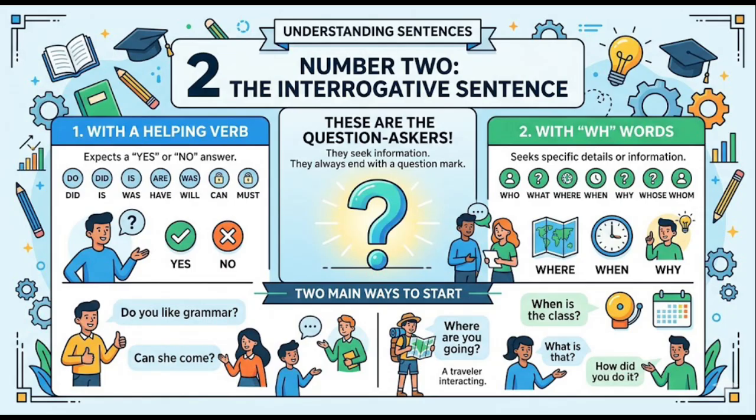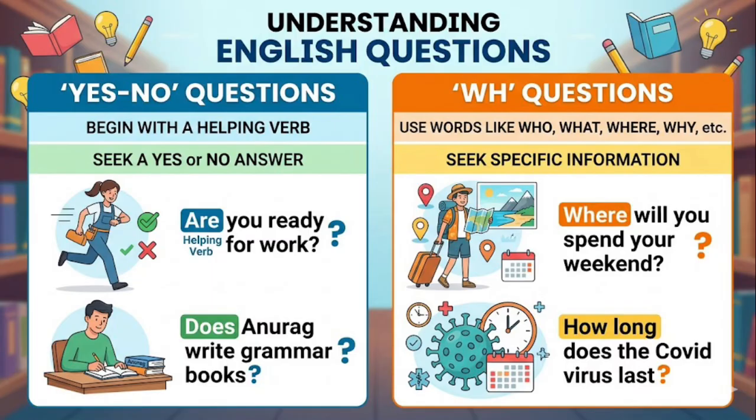Number 2, the interrogative sentence. These are the question askers. They always end with a question mark. They usually start in one of 2 ways, with a helping verb for a yes-no question or with double-U words.